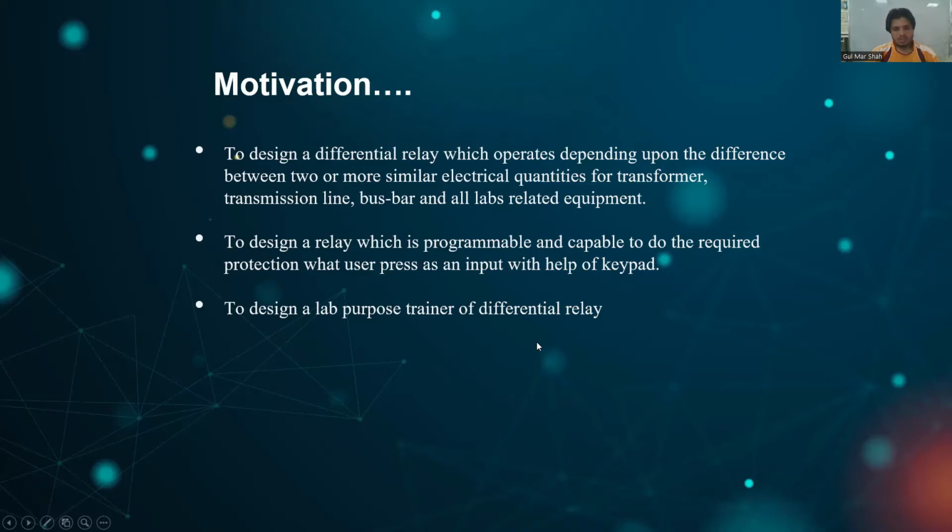The motivation also was to design a relay which could be programmable and provide the required protections with the help of a keypad when the user enters the settings. And the motivation was also to design a lab purpose trainer of differential relay.